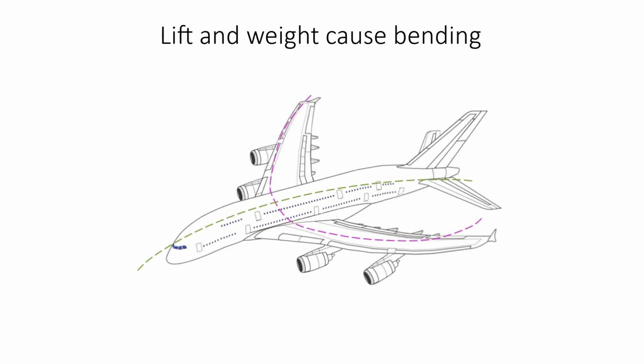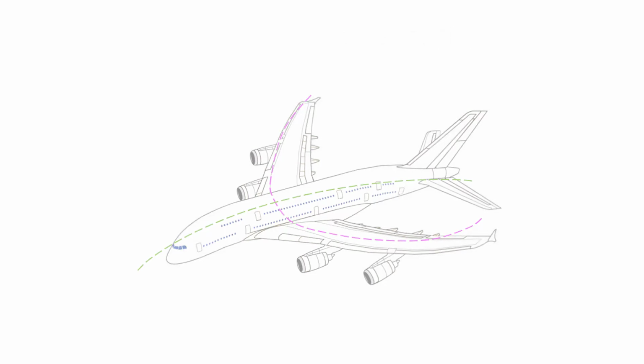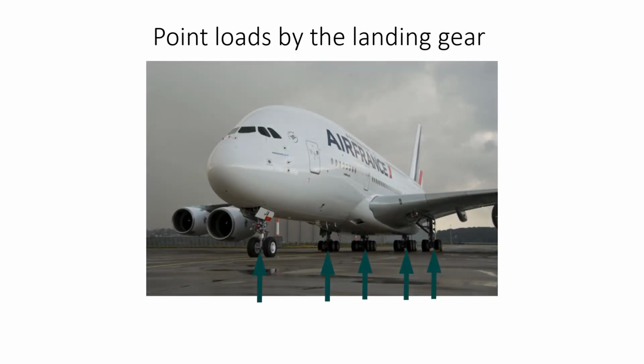Now we've seen some simple structures and loading. Can we now apply this knowledge to actual airframes? The lift generated by the wings will cause the wings to bend upwards, similarly to the case of the clamped beam we've just seen, while the weight of the fuselage will cause the fuselage to bend downwards. These lift and weight forces are considered as distributed forces. There are also examples of concentrated loads, for instance the forces applied by the landing gears.